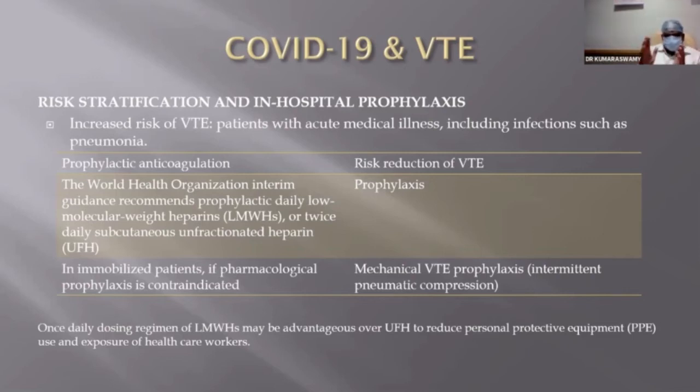And if there is a contraindication for pharmacological treatment, you can use intermittent pneumatic compression, so as to avoid developing DVT in the calf muscles, which leads to embolization. Next.